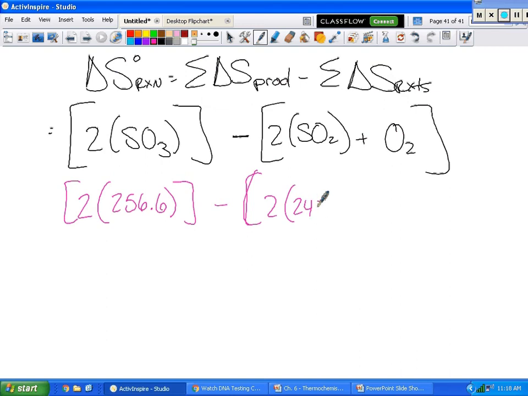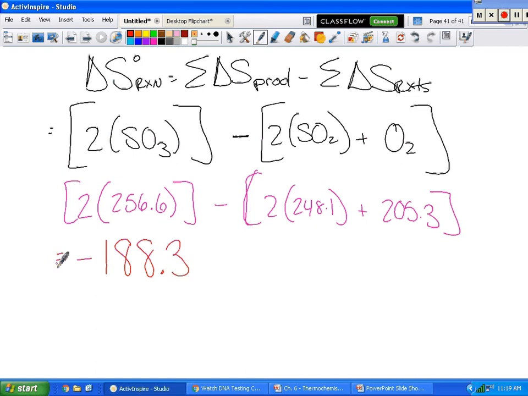248.1 plus O2, which was what? 205.3. So when you do all of the calculations, anybody get an answer yet? All right, so negative 188. Now, I'm going to stop there, well, all the tables have 4 sig figs, so let's go with that. So negative 183.